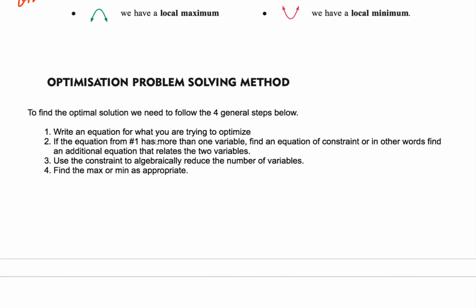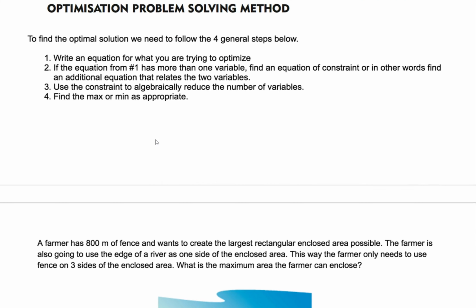Okay, let's talk about how to actually do an optimization problem. These are basically word problems. To find an optimal solution, we need to follow these 4 general steps. Step 1: write an equation for what you're trying to optimize. So there's an optimization equation. A lot of times it's like, area is length times width. And if you only have one equation, then you just take the derivative, set it equal to 0, and so on.